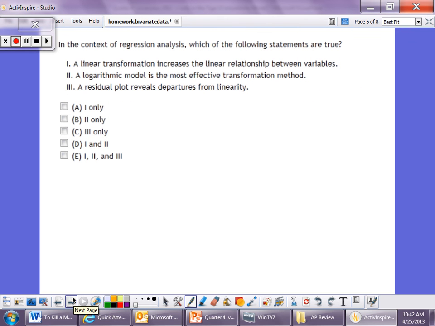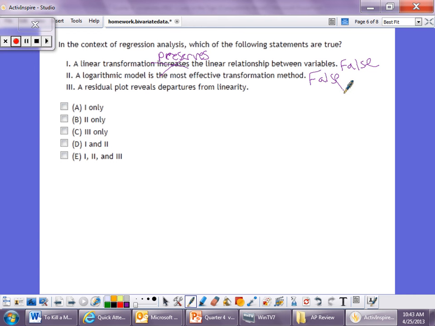In the context of regression analysis, which of the following statements are true? A linear transformation increases the linear relationship between variables. A linear transformation preserves the relationship. It doesn't increase it, it doesn't decrease it, it doesn't change it at all. It just preserves the relationship that was already there. So that is a false statement. A logarithmic model is the most effective transformation method if the data takes on a logarithmic pattern. But if the data doesn't take on a logarithmic pattern, then a logarithmic model would not be the most appropriate. So that's true only some of the time, and since there's no clarifying word, it's not a definitive always term, so we say it's false.